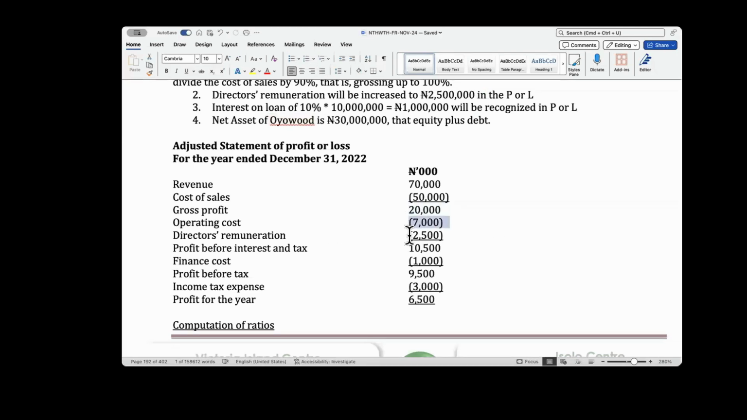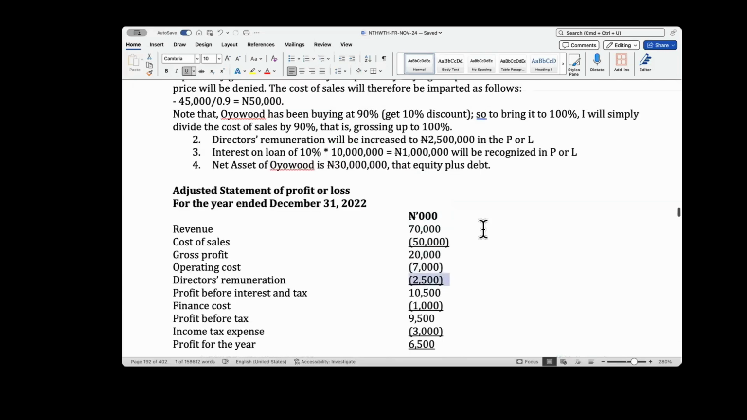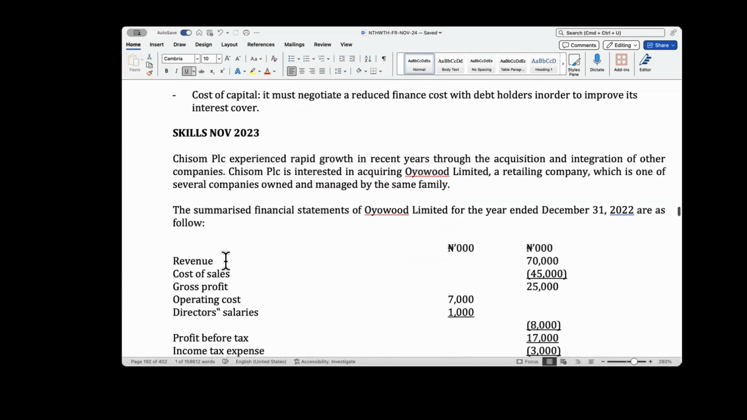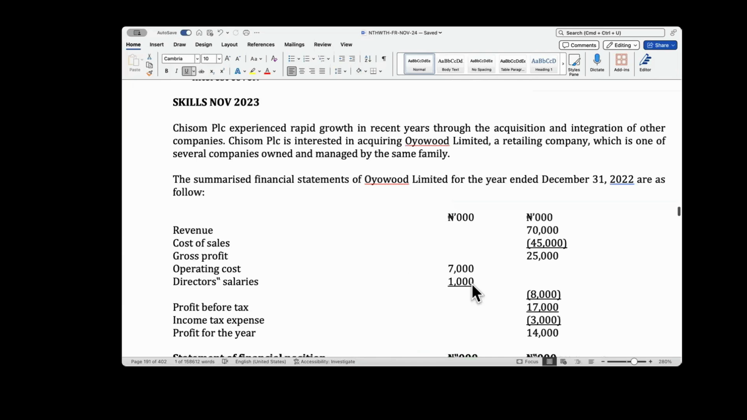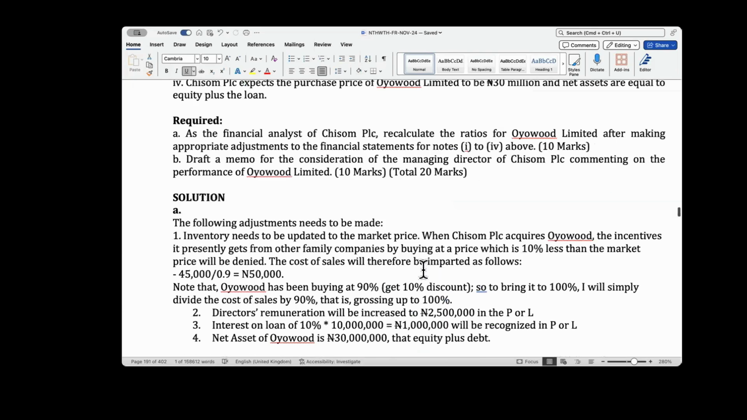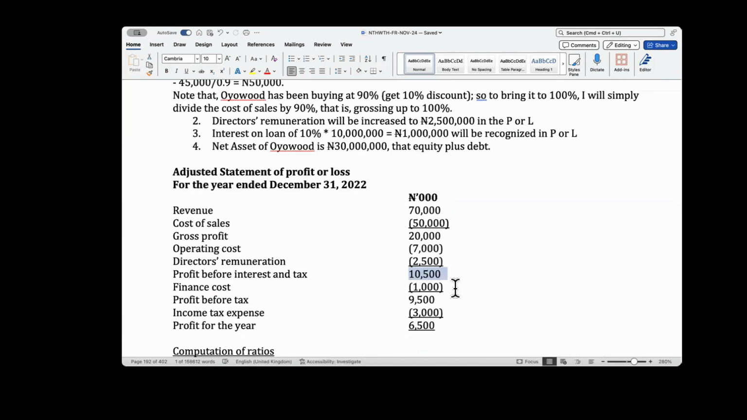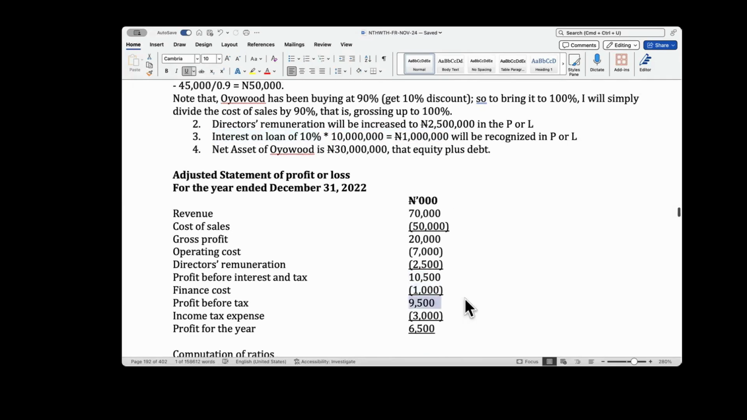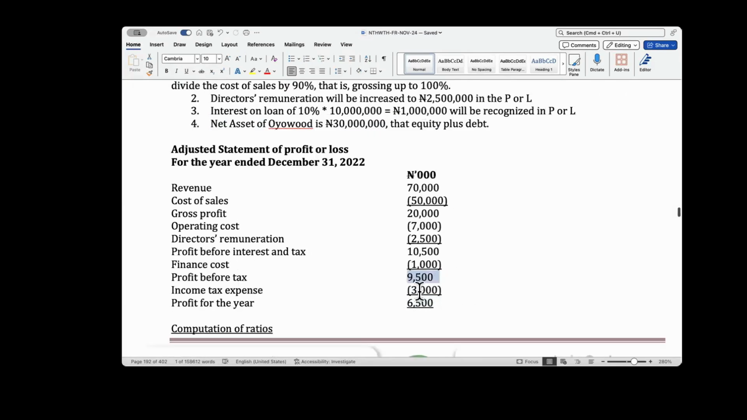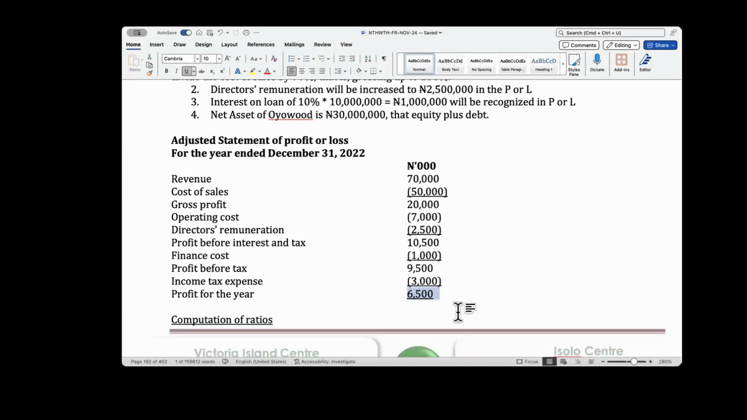But my director's remuneration, it was 1 million before. Now they told me that we're going to be paying 2.5 million. So I update it to 2.5. So my PBIT is 10.5. I was not paying finance costs before, but now I'll be paying 1 million. So I remove 1 million, bringing it to 9.5. So nothing is happening to this. So my profit for the year is now 6.5.